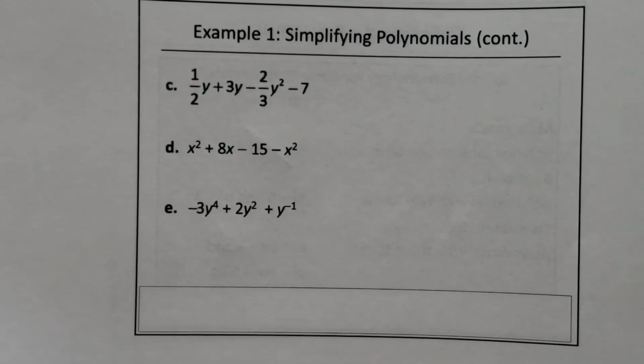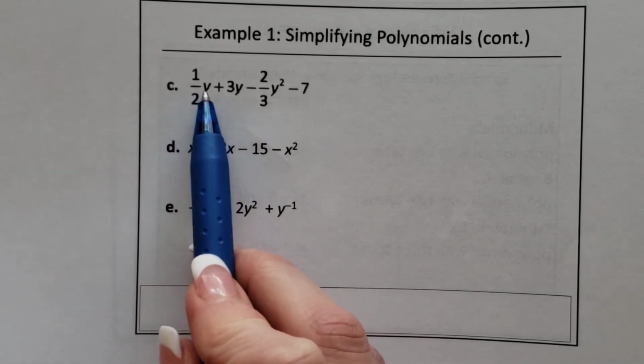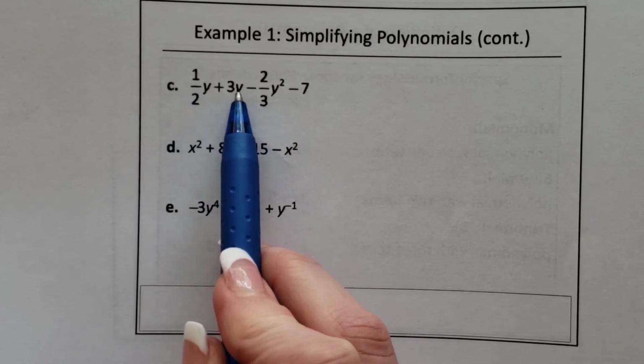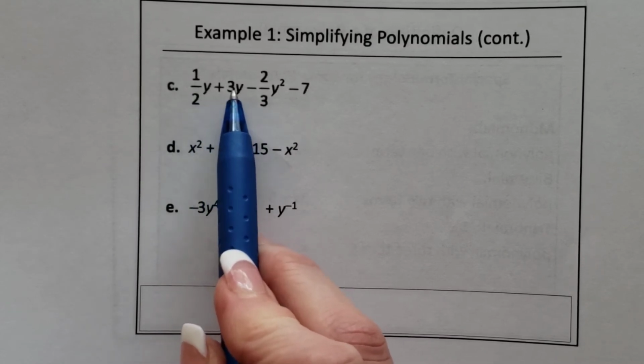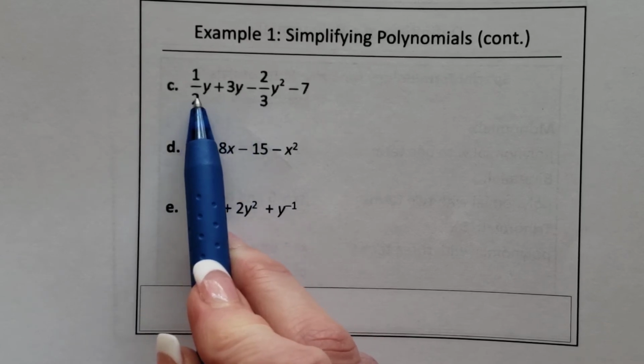All right, letter C. Do we have any like terms? Well, we do. So this has y to the first, and this term has y to the first, which means that these two terms are like each other. So we can add 3 plus 1/2.